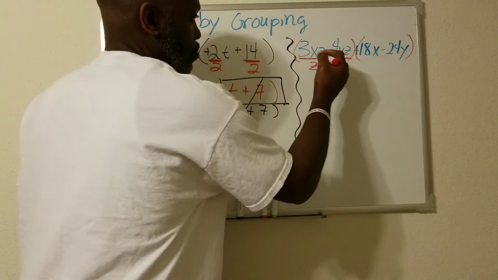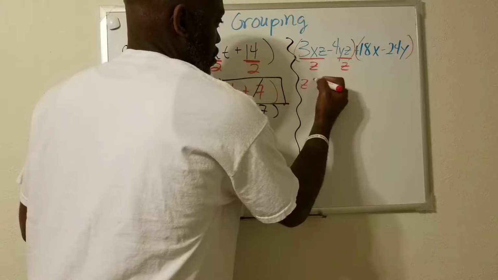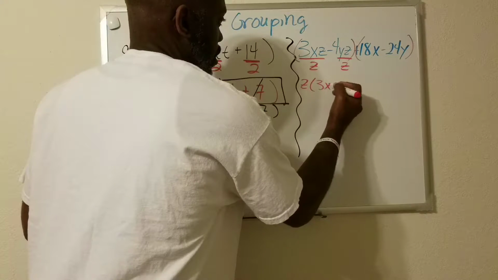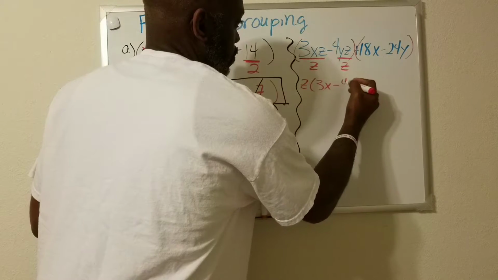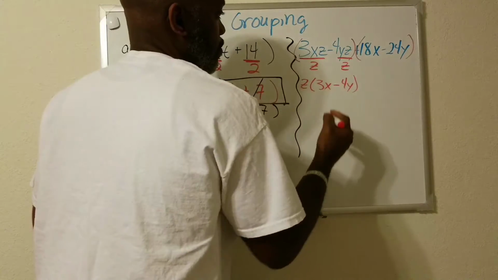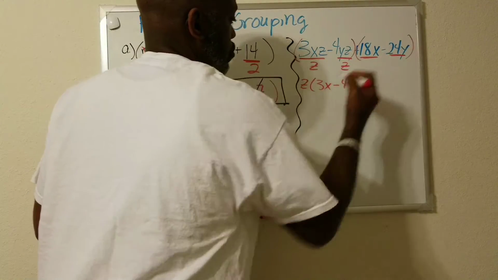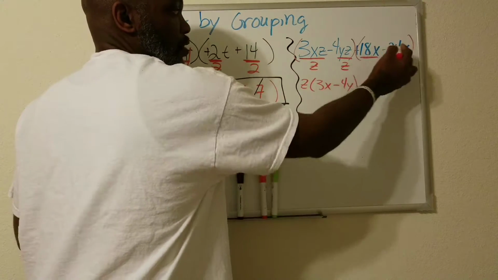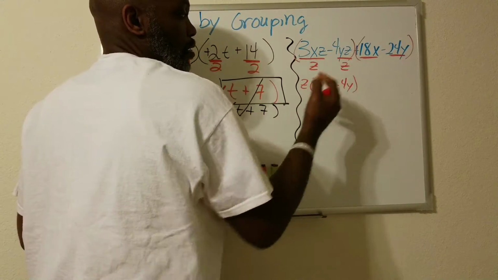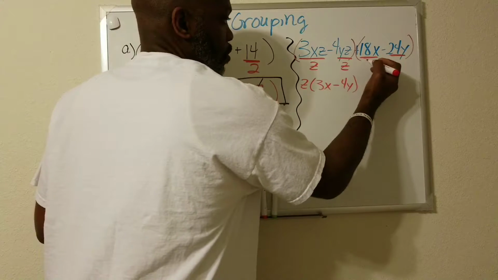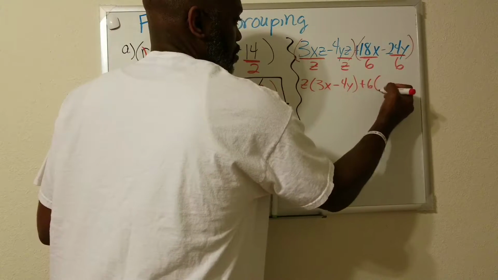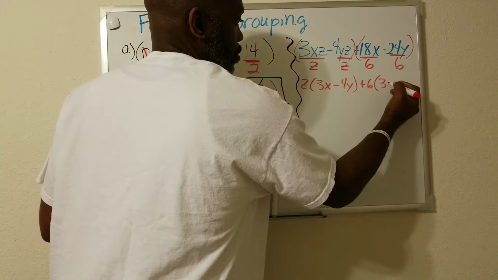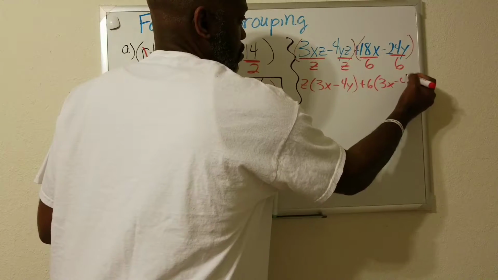All right, and so we're left with Z times 3X and then minus 4Y. Then we're going to find the common factor here between 18 and 24. Between 18 and 24, it's going to be positive 6. What are we left with? 3X minus 4Y.